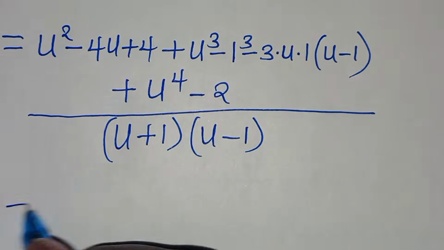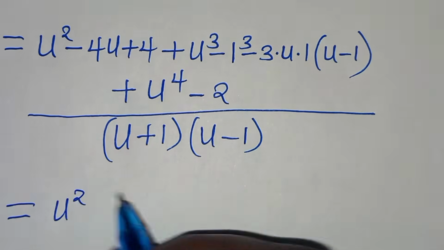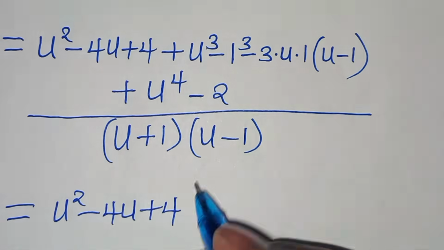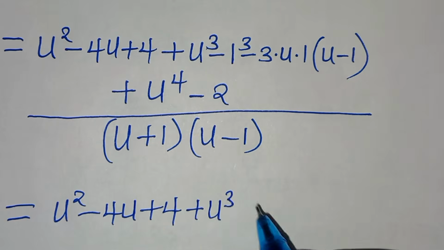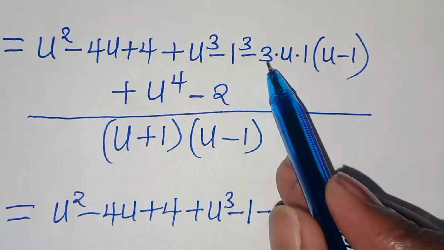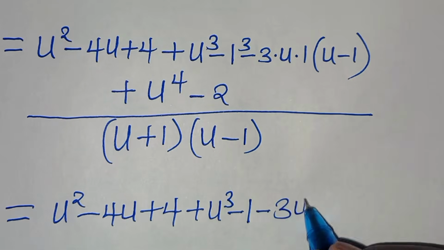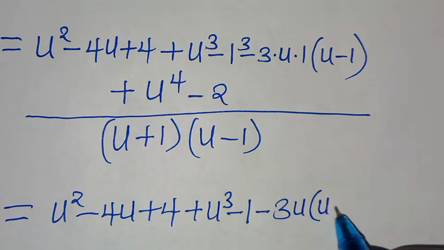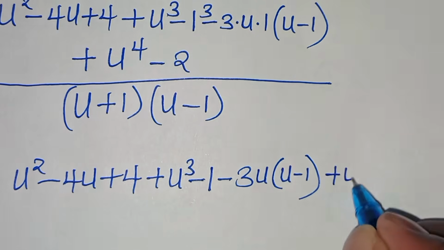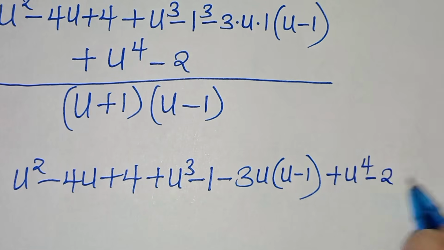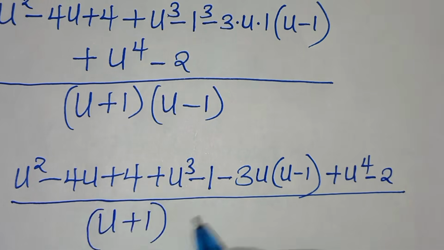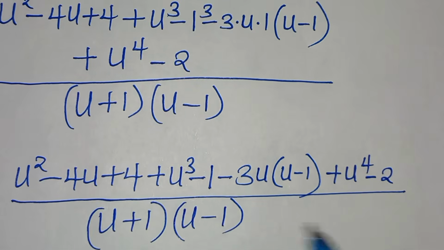Now the next step is that we have u to the power of 2 minus 4u plus 4. Now here we have plus u to the power of 3 subtract 1 to the power of 3, this is 1, minus, this is 3 times u times 1, this is 3u into the parentheses, this is u minus 1, then plus u to the power of 4 subtract 2, everything here, divided by u plus 1 multiplied by u minus 1.